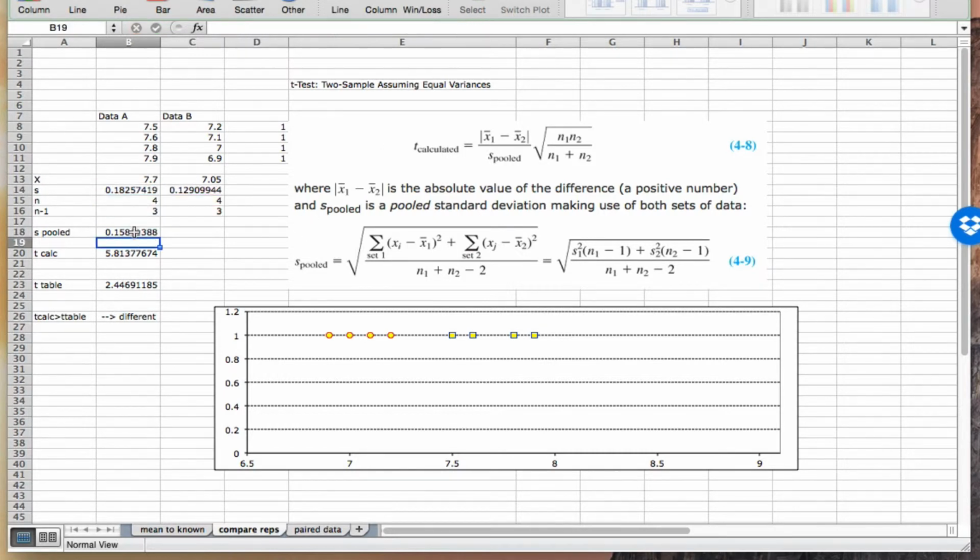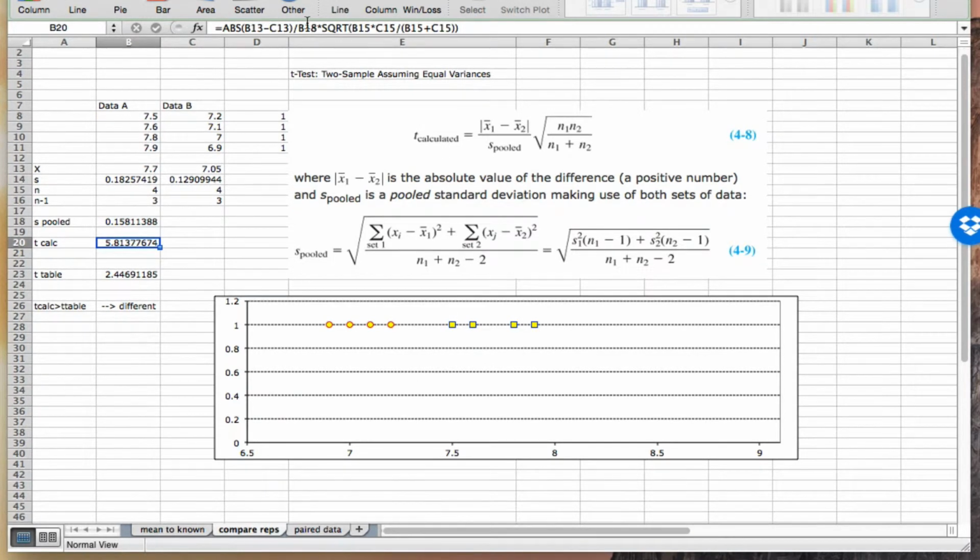So notice that my pooled standard deviation is somewhere in between the two standard deviations of my data sets. And T calc is right here, the absolute value of X bar 1 minus X bar 2 divided by the pooled standard deviation times the square root of n1 n2 over n1 plus n2.